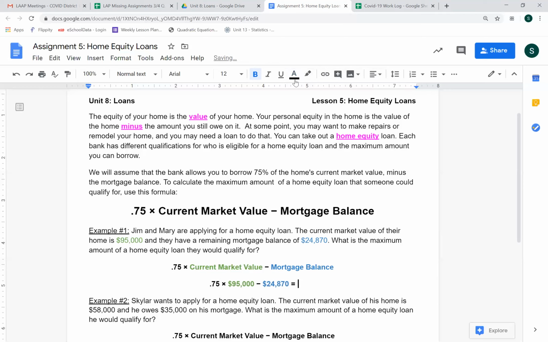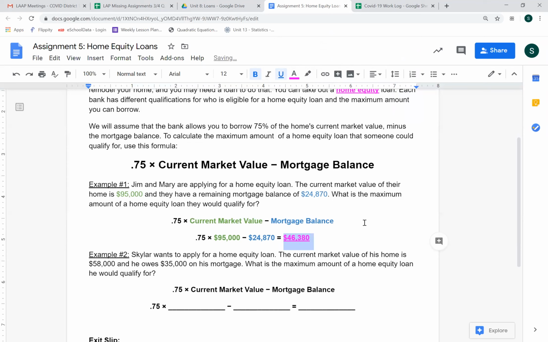Now to get our final answer, all we have to do is plug that into the calculator. So 0.75 times 95,000 minus 24,870 gives us a final answer of $46,380. The amount that I have here in pink is the maximum amount that they would qualify for to take out a home equity loan.